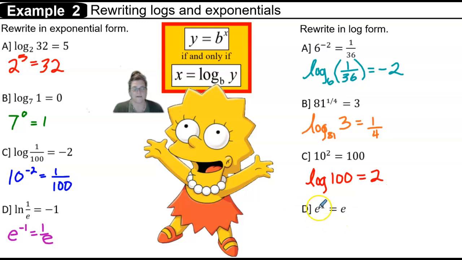And then we have e to the 1 equals e. E is the natural log, so we write ln, and that's a log base e. Then that answer is the argument of the log, so the natural log of e equals, and then the exponent, which is a 1.